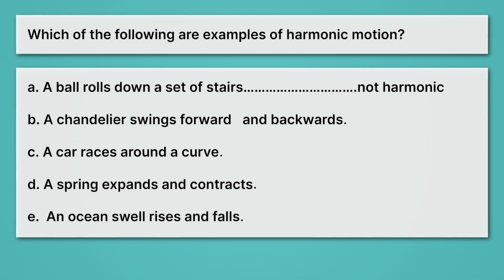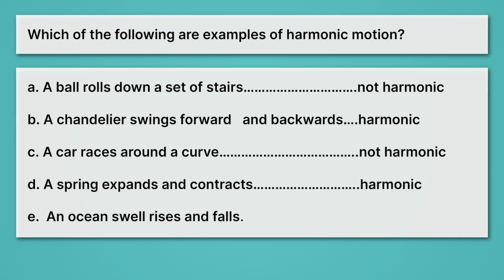A chandelier swings forwards and backwards. That is harmonic, a nice repeated motion where gravity is acting as the restoring force. A car races around a curve. Not harmonic motion, nothing repeating there. A spring expands and contracts. That's harmonic. It's going to expand, contract, repeating that motion over and over again.